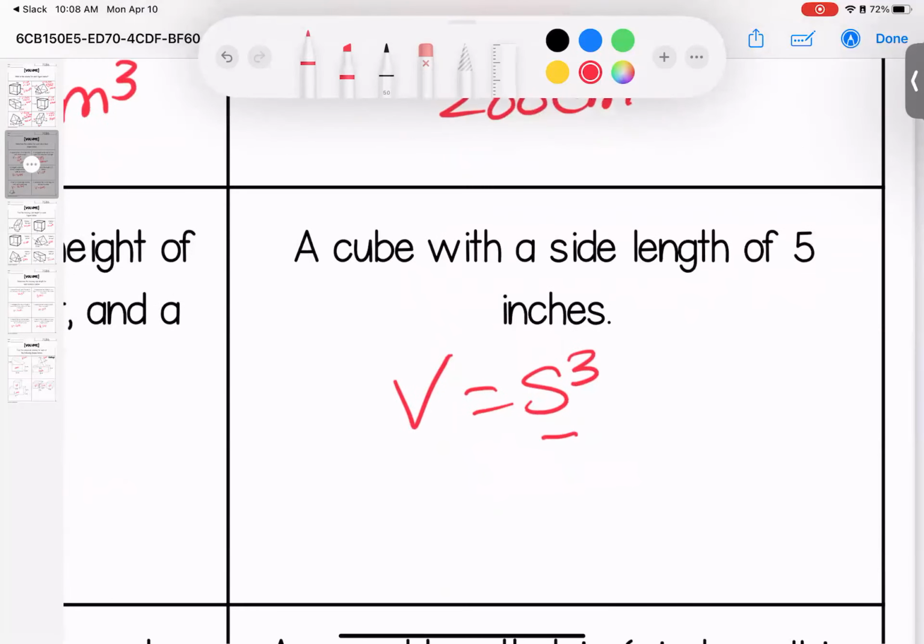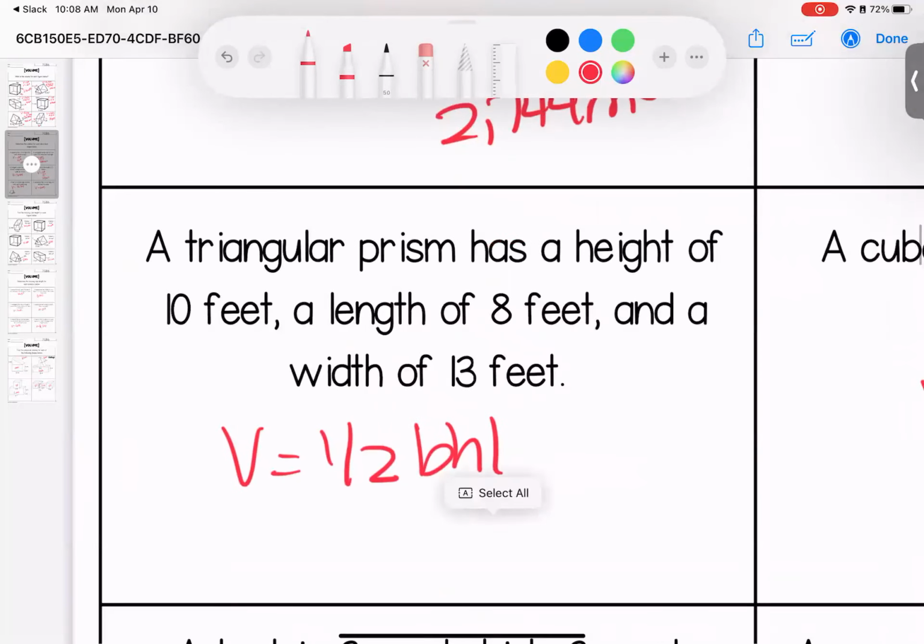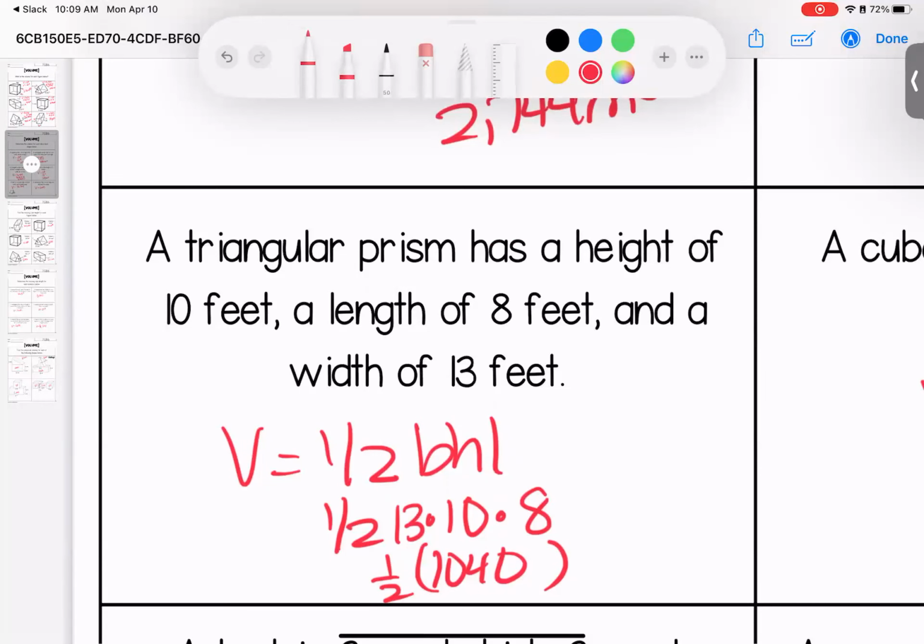A cube with a side length of 5. Remember, this is 5 times 5 times 5, or 125 inches cubed. Triangular prism. 1/2. It has a height of 10. It has a length of 8. And it has a width or a base of 13. So pull it into pieces. 13 times 10 times 8 gives you 1,040, but I have to cut it in half. When I do that, I'm left with 520 feet cubed.